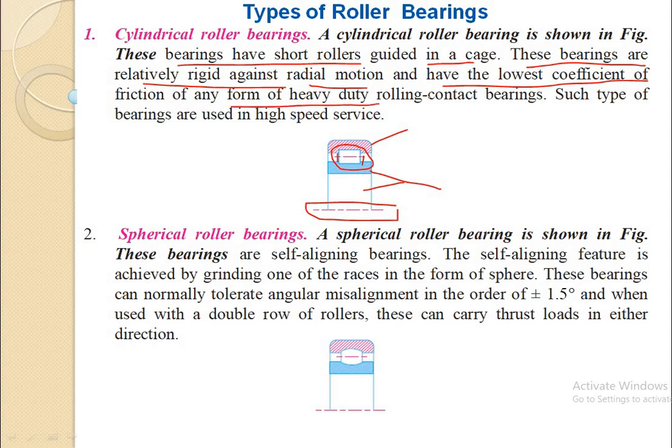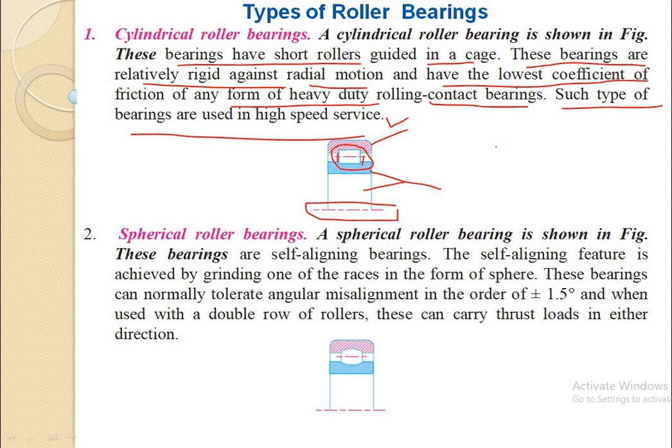This is a form of heavy duty rolling contact bearing. Such types of bearings are usually used in high speed service. The application of this bearing is high speed service. As we know, the advantage of the roller contact bearings over the sliding contact bearing is that it has a low coefficient of friction at very high speeds. So this is one of the advantages of the roller contact bearings. So the application of this bearing is high speed service.